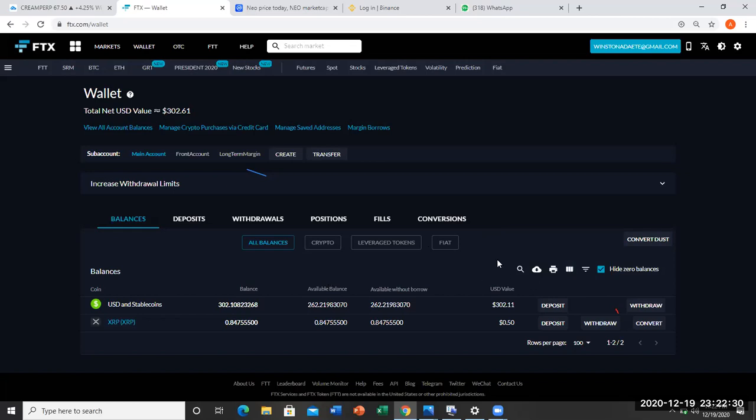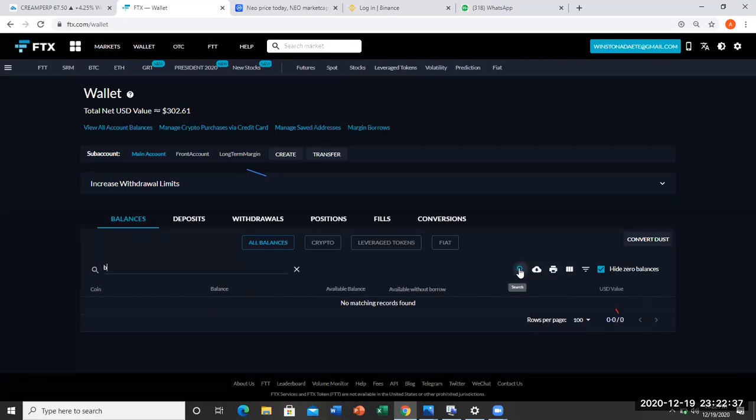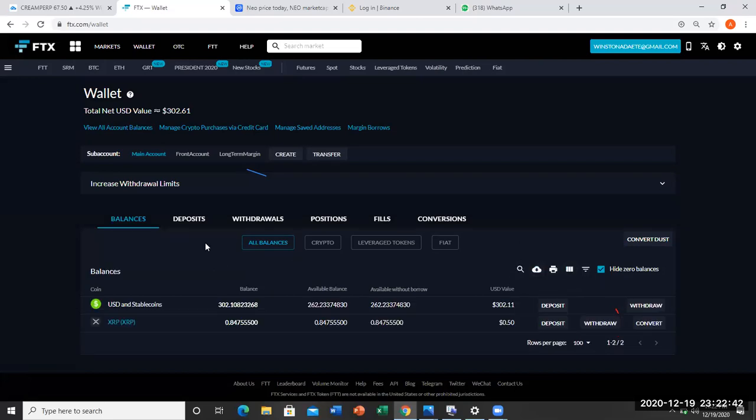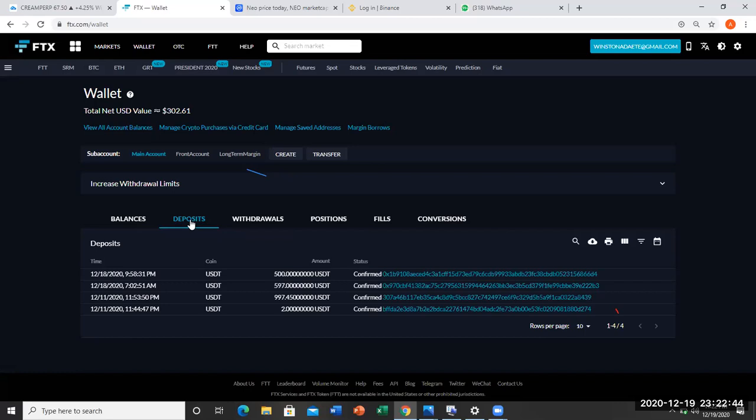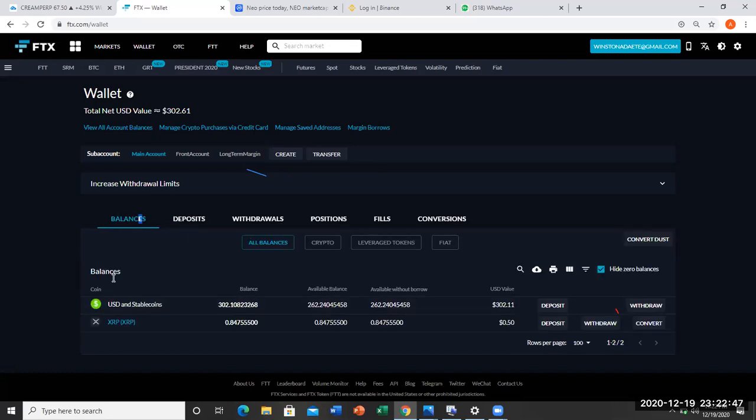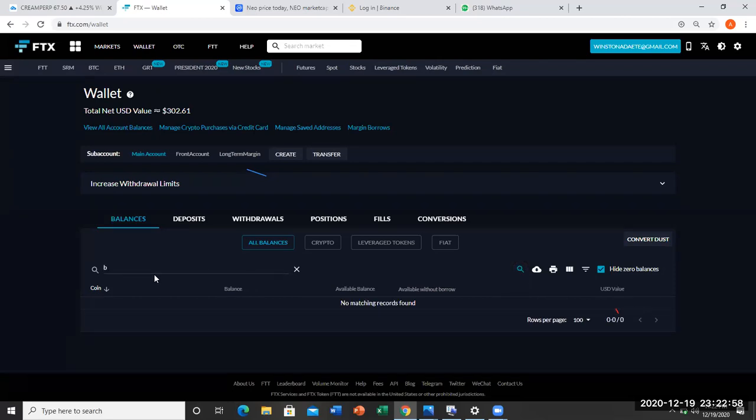Again, if you wanted to deposit a particular coin that is not listed here, let's say Bitcoin, you just click on this search button. So let's type, okay, sorry about that. It's not there. Hold on. Okay, look at this. Take note of this.